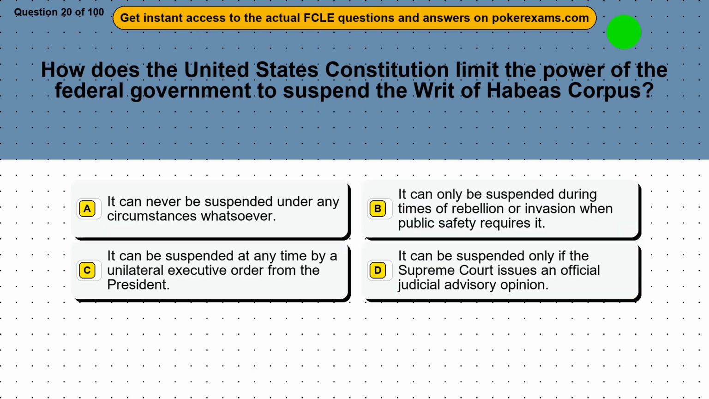Question 20. How does the United States Constitution limit the power of the federal government to suspend the writ of habeas corpus? Option A, it can never be suspended under any circumstances whatsoever. Option B, it can only be suspended during times of rebellion or invasion when public safety requires it. Option C, it can be suspended at any time by a unilateral executive order from the President. Option D, it can be suspended only if the Supreme Court issues an official judicial advisory opinion.